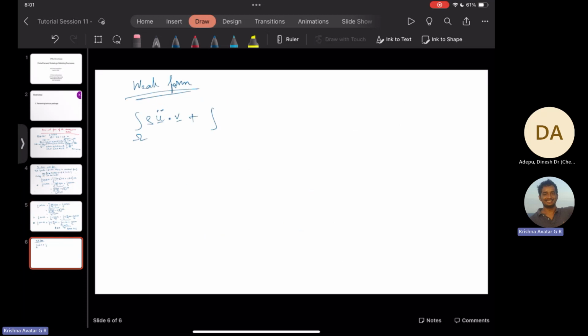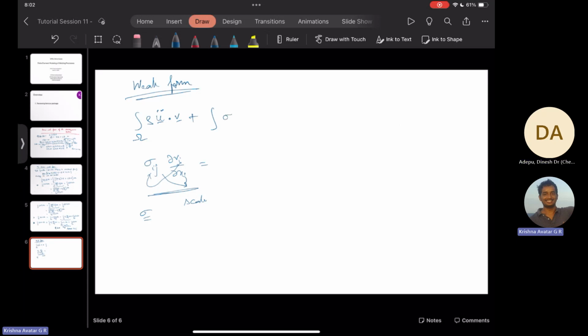sigma ij. I'll just simplify this term here. vi by xj. This happens to be a double contraction. So here i gets summed up and j also gets summed up. So ultimately this term is a scalar. And you know that sigma is a second order tensor, right? So we will do some dot product such that one second order tensor and another second order tensor have a dot product in such a way that their end result is a scalar.